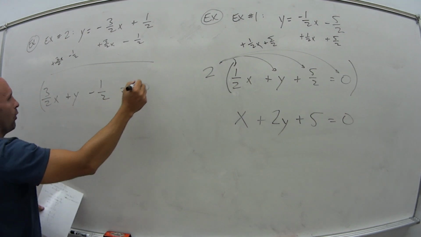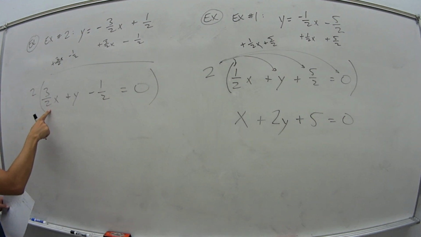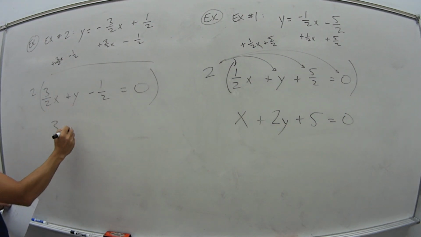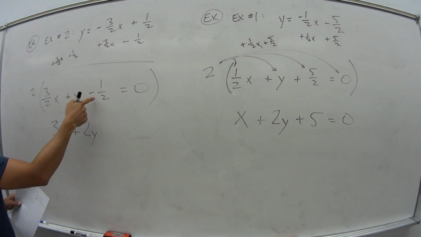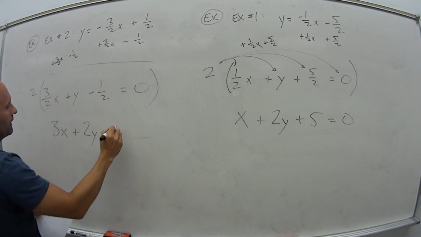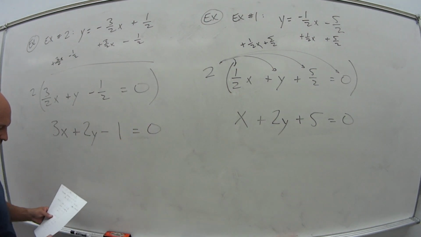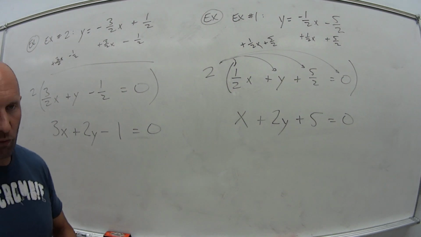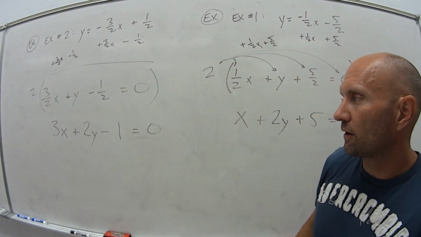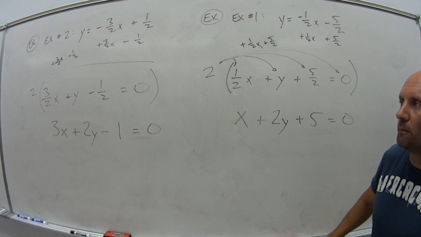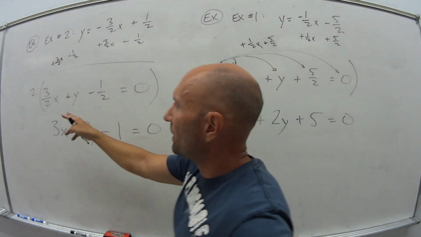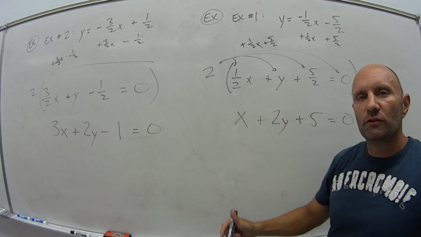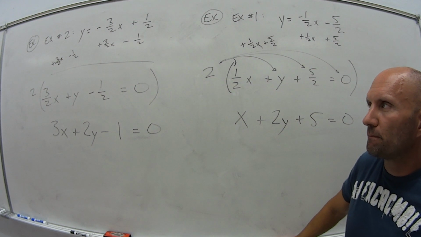Again, I need to multiply the whole thing by 2 because I have to get rid of the 2 in the denominator. No fractions allowed. So I get 3x plus 2y minus, the 2's cancel, so I get 1 equals, and 2 times 0 is still 0. So that equation in general form would be 3x plus 2y minus 1 equals 0. And again, if either of these would have been a negative value, I would have had to multiply the whole equation by a negative number to get my value for a to be positive.